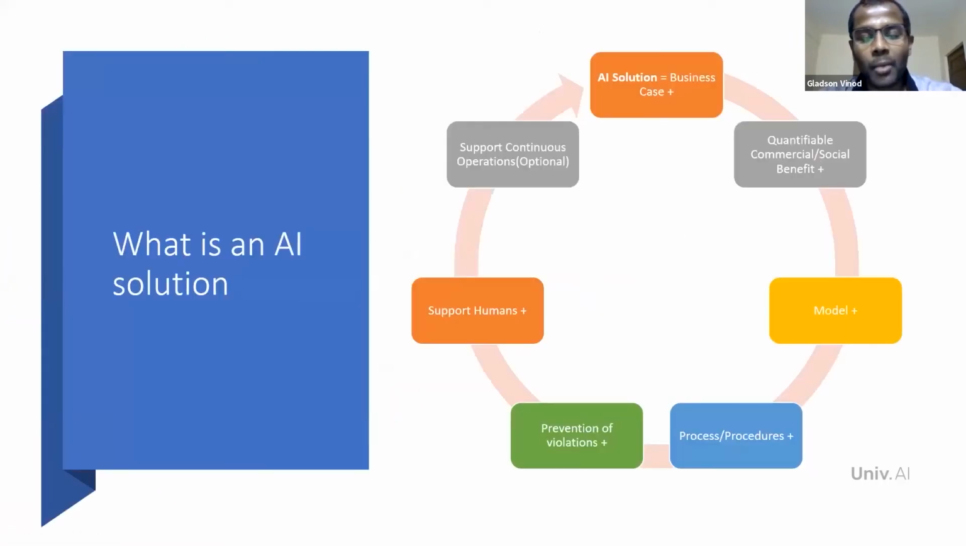So, what is an AI solution, right? In context with what we have developed, we just wanted to define what defines an AI solution. An AI solution is the model and the application, everything that we develop, but also how it correlates with real life, right? So is there any quantifiable social benefit? What is the process? At what stage will we use this model, right? How is it preventing us or preventing violations?